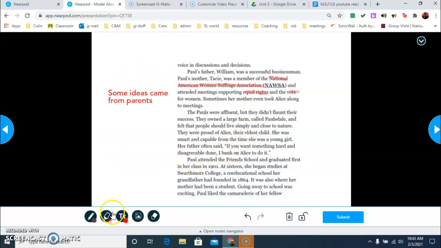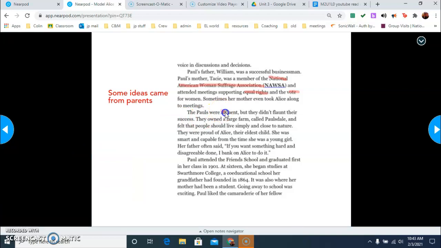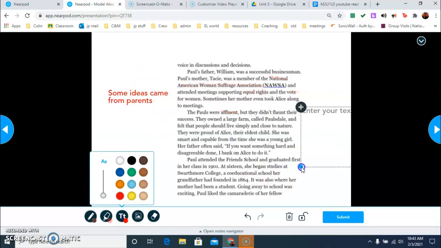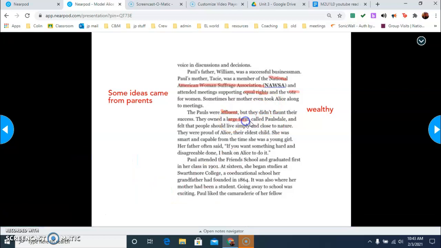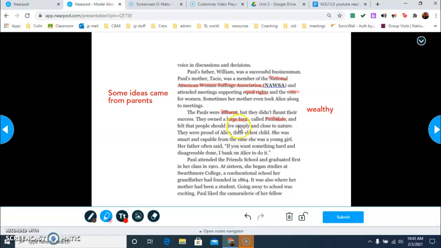The Pauls were affluent. Affluent is a word that means really wealthy. This over here, make it a little smaller. They owned a large farm called Paulsdale, creative name, they named it after themselves, and felt that people should live simply and close to nature.